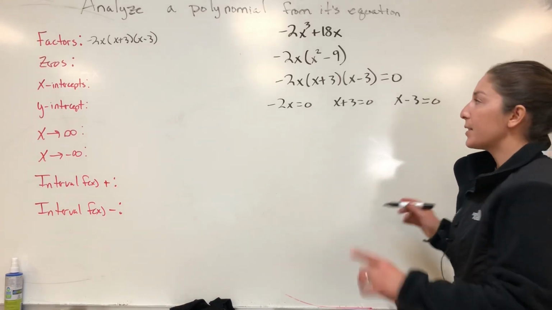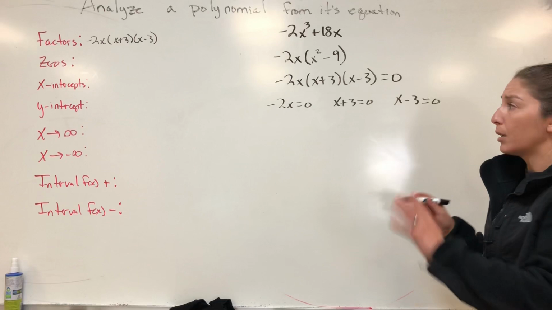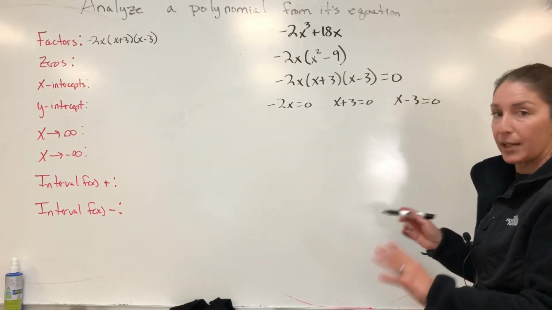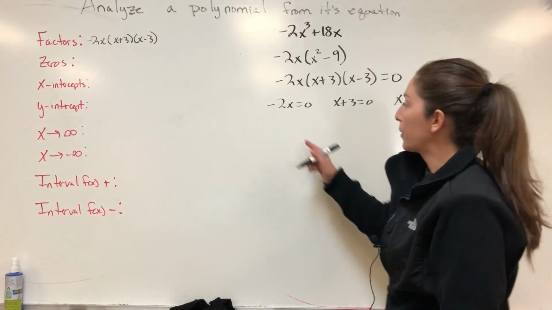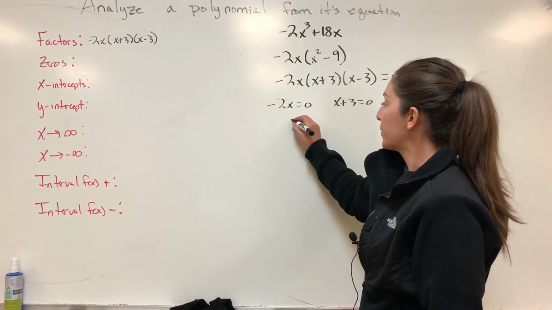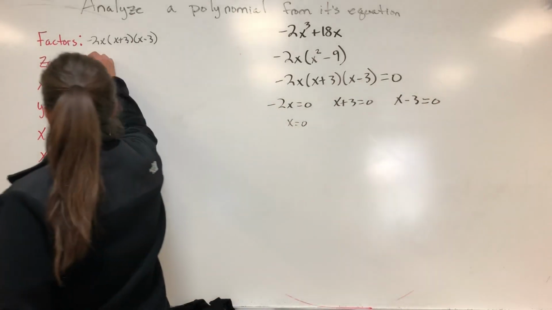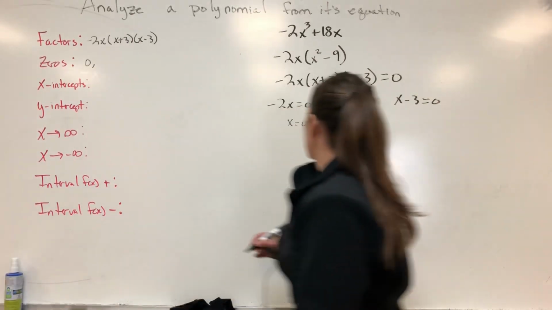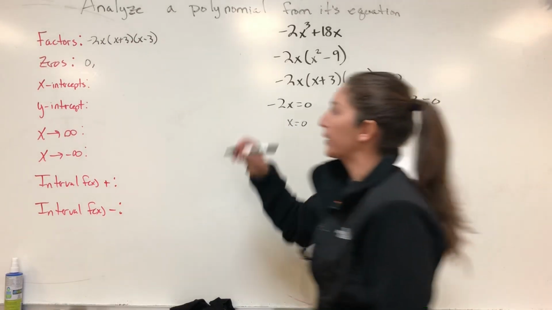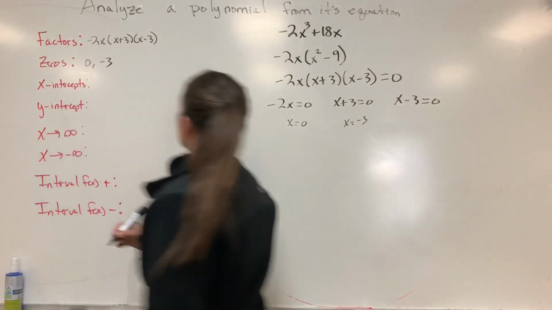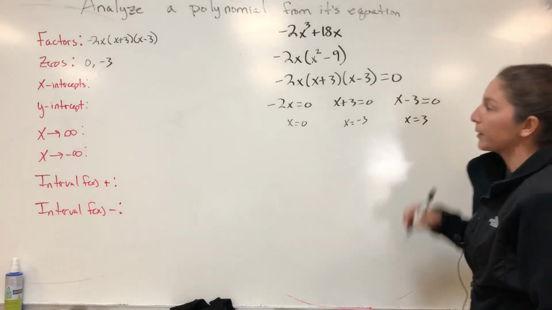This is the only thing that we know how to do right now. In the future, we'll have something different for this, but right now this is what we know how to do. So divide both sides by -2: x would equal 0. So zeros are going to be at x equals 0. Subtract 3 on both sides: they'll be at -3. And add 3 on both sides: they'll be at 3.